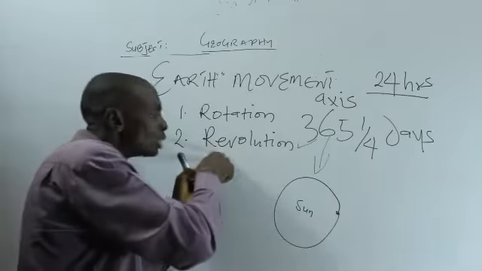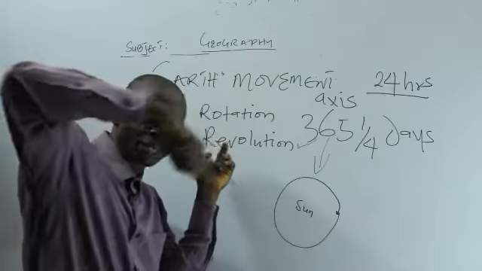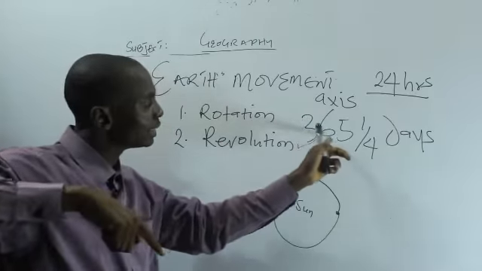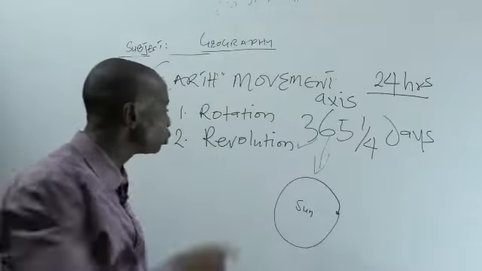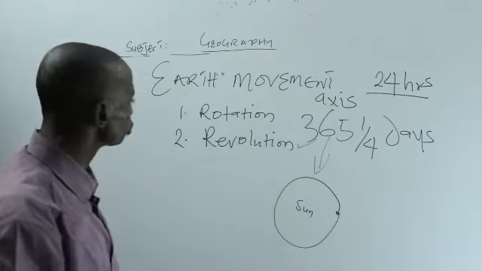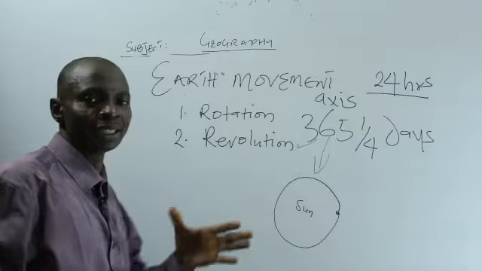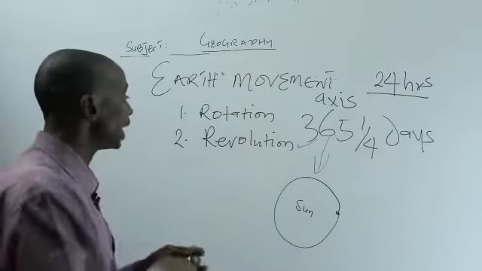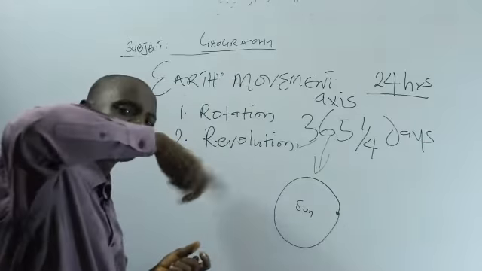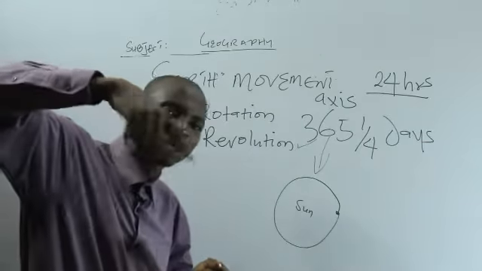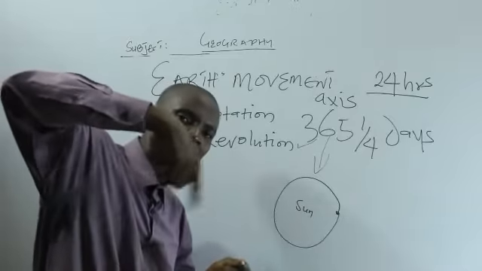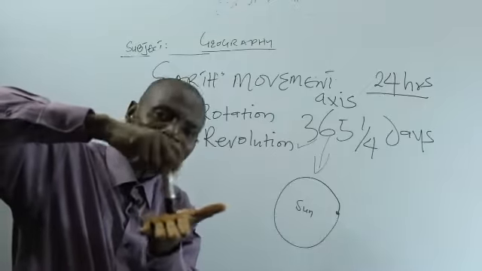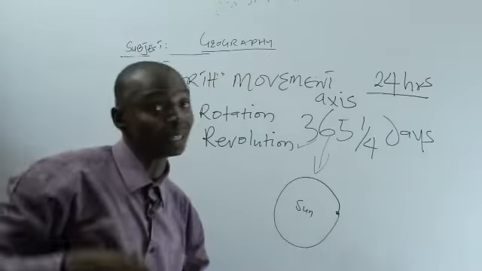While revolution is the revolving of the earth on its orbit, and it takes 365 1/4 days to complete what? To complete one revolution. So rotation and revolution, they are the two types of movement that the earth exhibits. But remember, I told us that these movements are done simultaneously. As the earth is spinning, it is also moving. As it's rotating, it is also revolving. It will be rotating on its axis and also be revolving on its orbit.